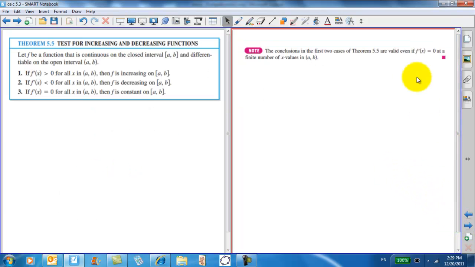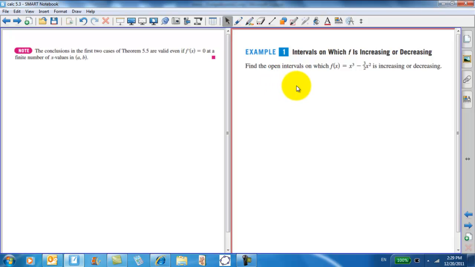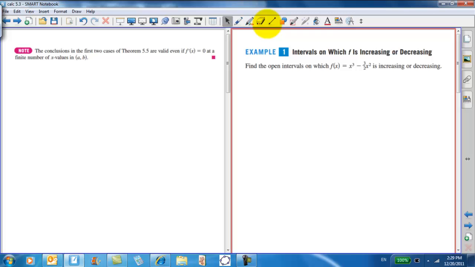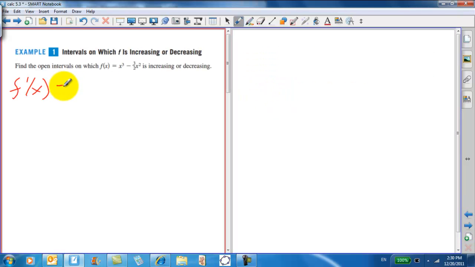Now, let's look at an example here of finding the open intervals on which x cubed minus 3x squared is increasing or decreasing by looking at the derivative. And then we can check it by looking at the graph. So let's start by taking the derivative of this function. f prime of x then equals 3x squared minus 3x. And we look to see what the critical numbers are, that is when this is equal to 0. So 3x squared minus 3x equals 0.